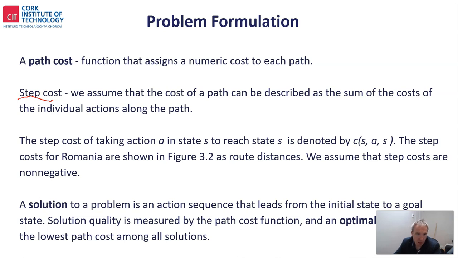Okay, the step cost of taking action a in state s to reach state s' is denoted by c(s, a, s'). The step costs for Romania are shown in Figure 3.2 as route distances. We assume that step costs are non-negative. And again, they're non-negative because a negative cost would result in a looping condition whereby we would always follow that path because it's reducing the overall cost of the sequence of actions we can take.